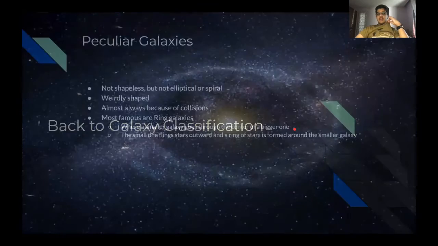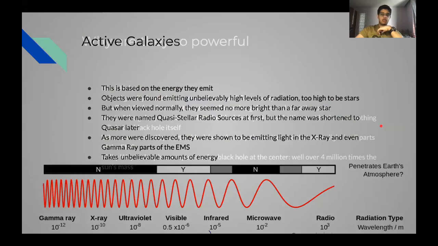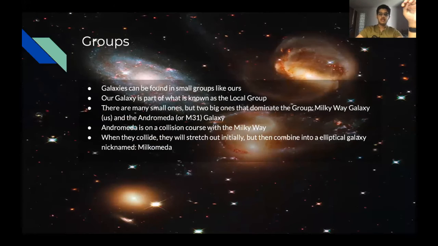So you missed what I said about galaxy groups. To put it simply, groups are just small collections of galaxies, maybe 10 to 20 galaxies tops in a group. Our galaxy is part of the so-called Local Group. It contains very small galaxies, but two big ones dominate the group: our Milky Way galaxy and the Andromeda galaxy. Andromeda is on a collision course with the Milky Way. When they collide, they will form an elliptical galaxy called Milkomeda.